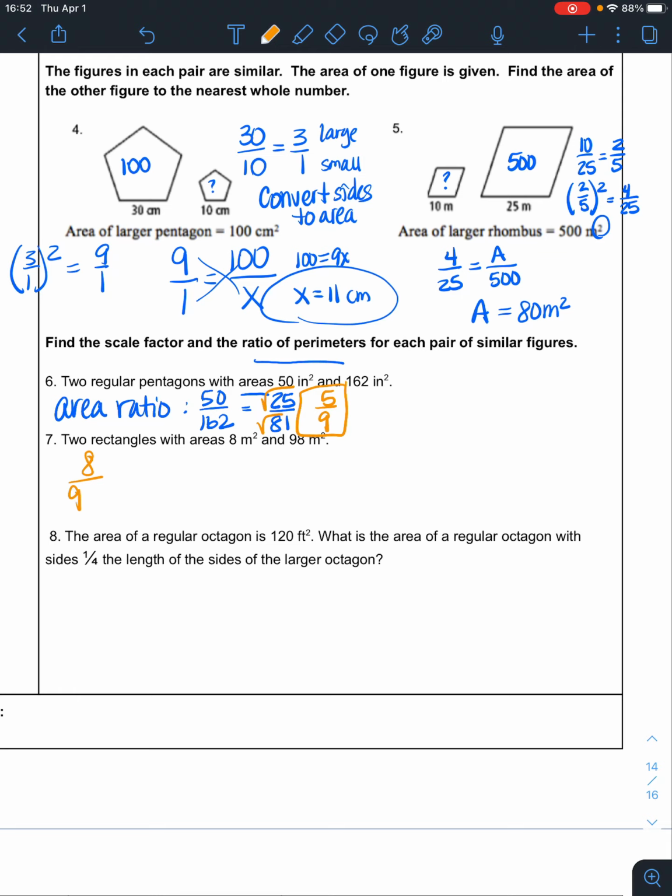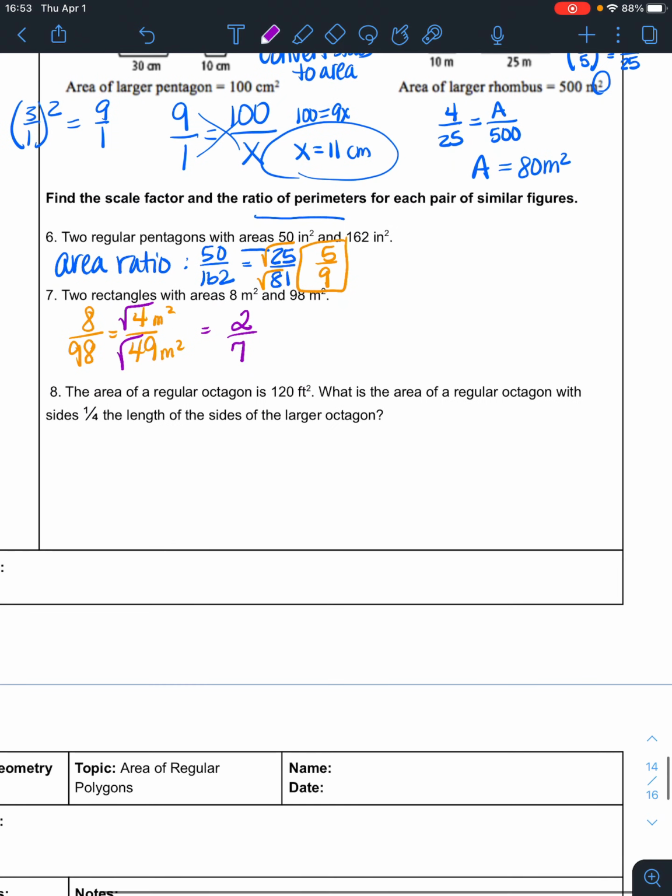So two rectangles have areas. So I have area, so I'm going to reduce. I've got 8/98, so we set that up. 8/98, we always reduce it if we can. 2 goes into 8 4 times, and 2 goes into 98 49 times. This is an area ratio, right? It's meters squared and meters squared. I want the perimeter or the side ratio, so I'm going to take the square root, which gives me 2 meters for every 7 meters. So my scale factor is 2/7, and the ratio of the perimeters would be 2/7.